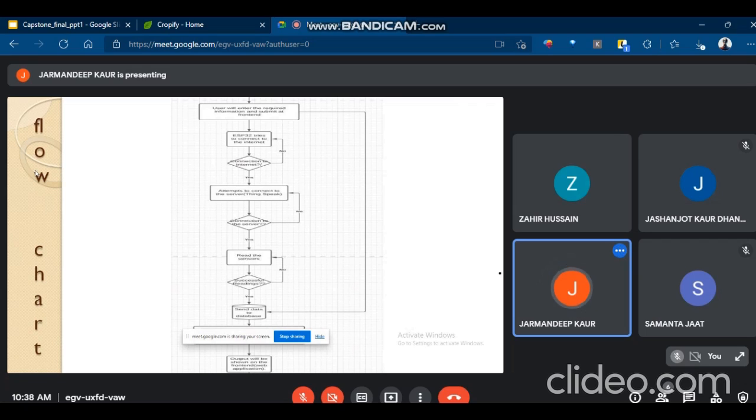After the attempt to connect to the ThingSpeak server, if the connection succeeds, then the data would be taken from the sensors. And if it does not, then as I've told earlier, it will again try to connect to the server. And after successful reading of the data from the sensor, the data would be sent to the database. And after that, now Jashan will explain the hardware of the project.